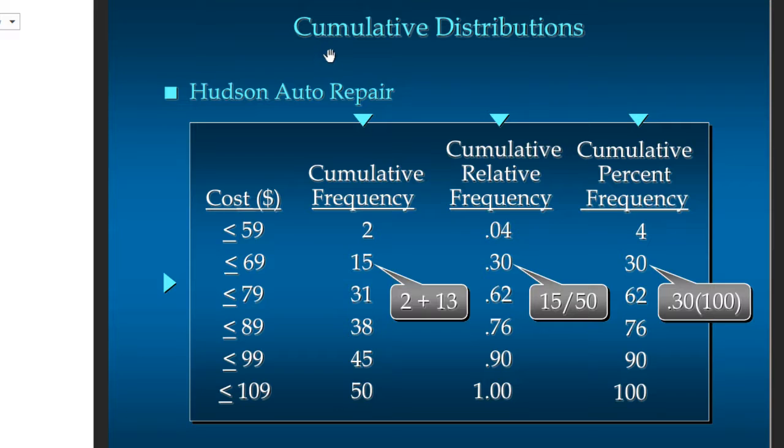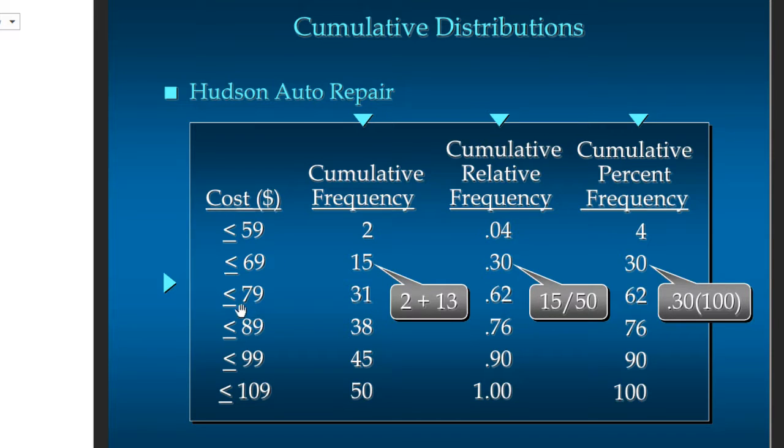Now there's another table called the cumulative distribution. In a cumulative distribution, you are adding up from the previous class. Remember, up to 59 we had 2, and between 60 to 69 we had 13, but now we're not going to write 13, we're going to write 15 because we are adding it up from the 2. So you have 15 there.